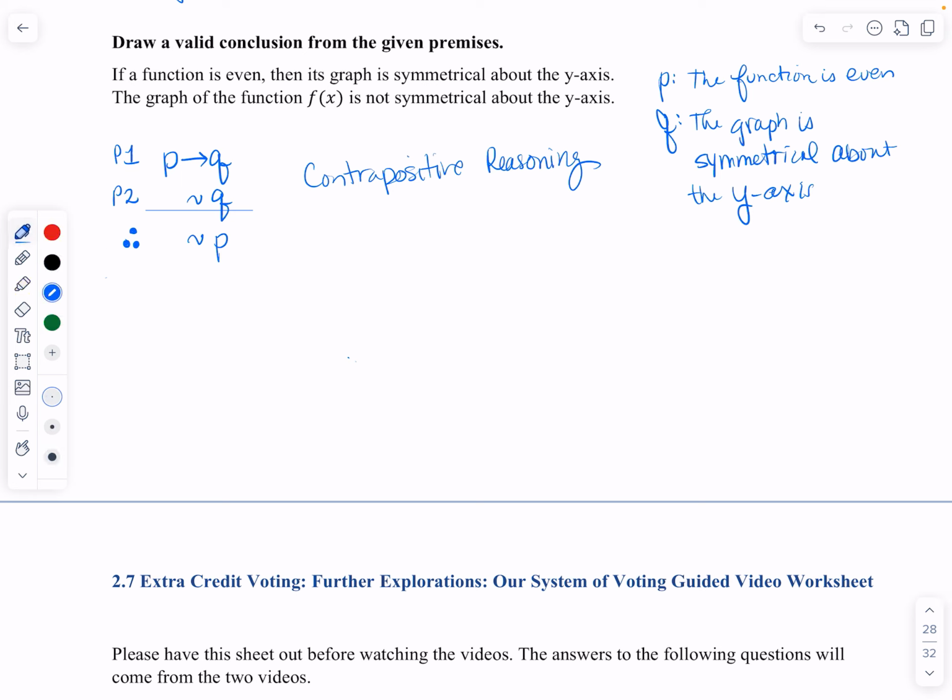Okay, so all I have to do now is write it up. So I'm going to write out the word therefore, because I'm telling everybody that's my conclusion. Negation p looks like the function is not even. Okay, so that would be my solution.